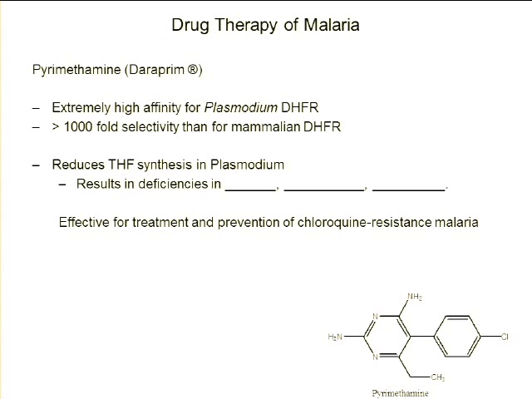That's going to result in deficiencies in blank, blank, and blank. I hate blanks. Purines, pyrimidines, and some amino acids, right? We talked about this with trimethoprim and sulfa. Purines, pyrimidines, and amino acids. So essentially the parasite can't replicate its DNA. It can't make protein.